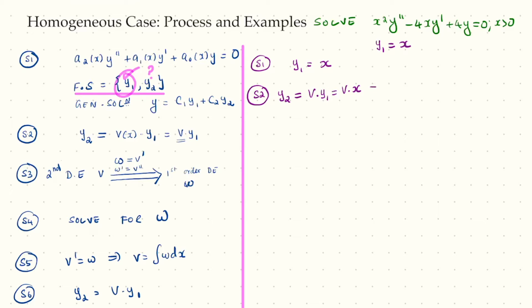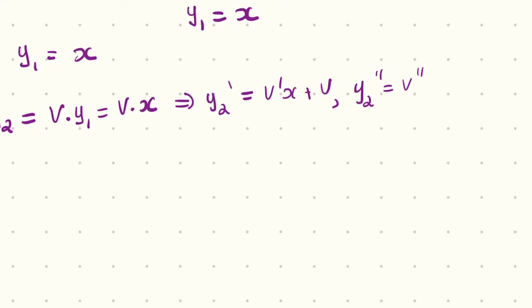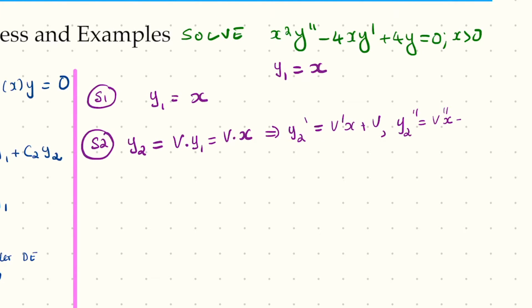y2 equals v times x, so that gives me y2 prime. If I use the product rule, I would have v prime times x plus v times x prime, which is 1. And y2 double prime would be v double prime x plus v prime, plus another v prime. That second v prime comes off of this, the first one comes off of this. If I simplify, you would agree that I have v double prime x plus 2 v prime.